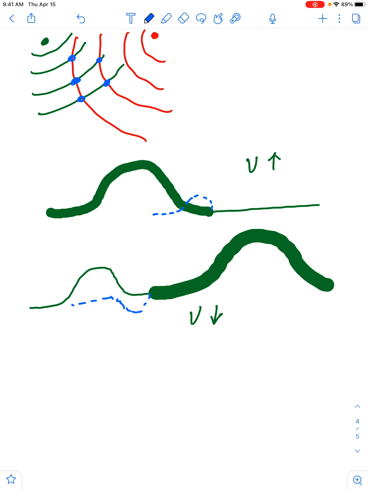Okay, so that pretty much covers the gist of waves. So hopefully that kind of helped out.